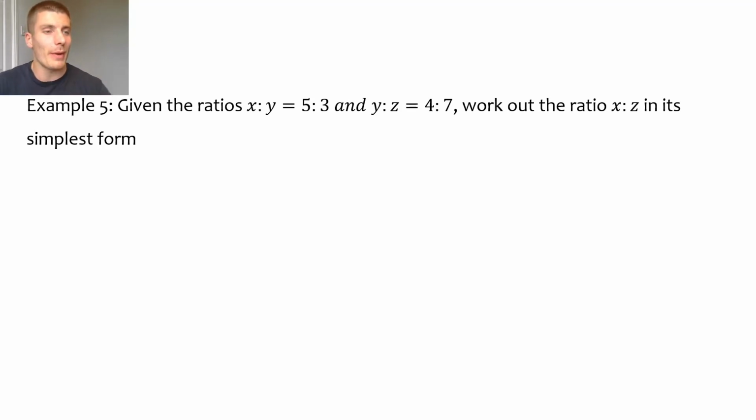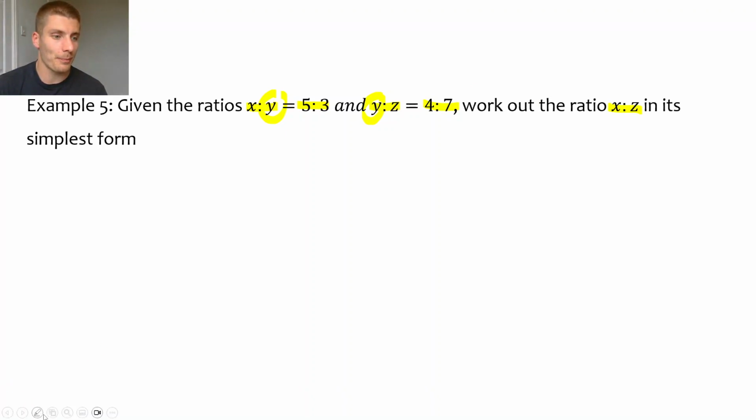Anyway, this question does say, given the ratio x to y equals 5 to 3 and y to z is 4 to 7, now straight away here, I'm thinking from GCSE maths, I'm spotting that I've got two ratios where I've got y as a common part. That's going to be really useful. It then says work out the ratio x to z in its simplest form.